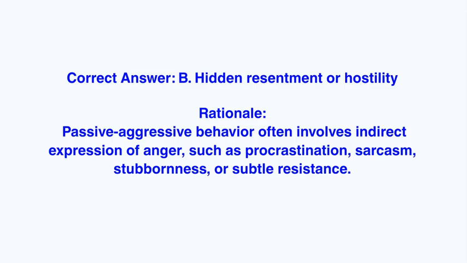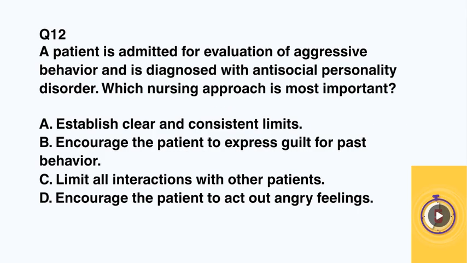Okay, correct answer is letter B, hidden resentment or hostility, which is the rationale. Passive-aggressive behavior often involves indirect expression of anger, such as procrastination, sarcasm, stubbornness, or subtle resistance. Let's go to question number 12.